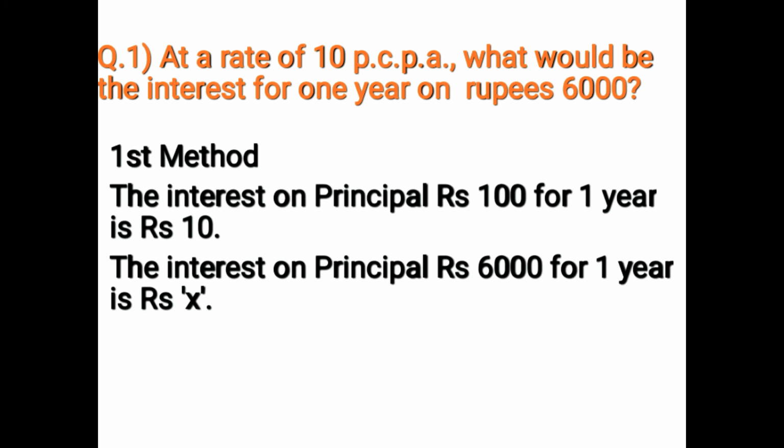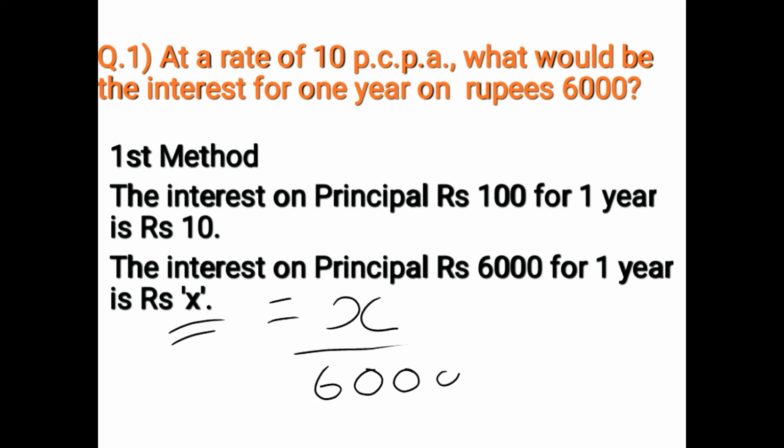Next statement is the interest on principal rupees 6,000 for 1 year, you have to find. Your question asks what would be the interest for 1 year on principal rupees 6,000. Okay, so I have taken it as x. The interest on principal rupees 6,000 for 1 year is rupees x, so it becomes the ratio x upon 6,000. Okay, you have to write in numerator and denominator form, in fraction form.